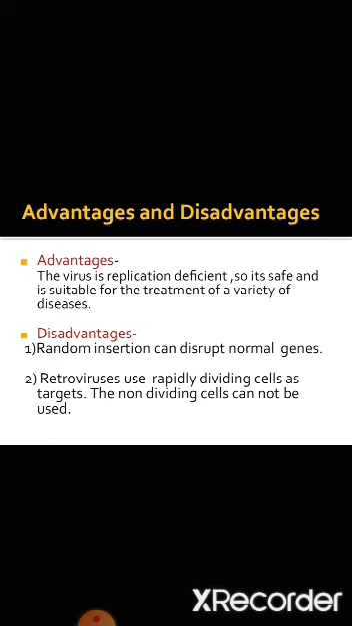In the cytoplasm of the human cells, the reverse transcriptase carried by the vector will convert RNA to the proviral DNA, which is then integrated into the target cell DNA and the normal human gene can express. The advantages of retrovirus are the virus is replication deficient, so it is safe and is suitable for the treatment of a variety of diseases. Disadvantages: random insertion can disrupt normal genes, and retrovirus use rapidly dividing cells as the target, so the non-dividing cells cannot be used.